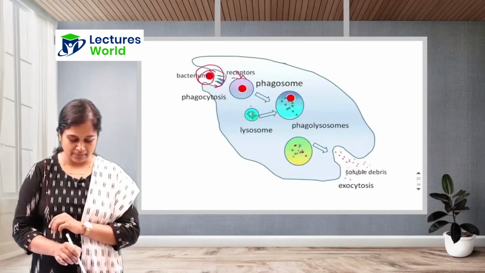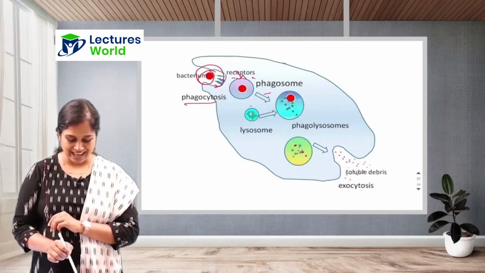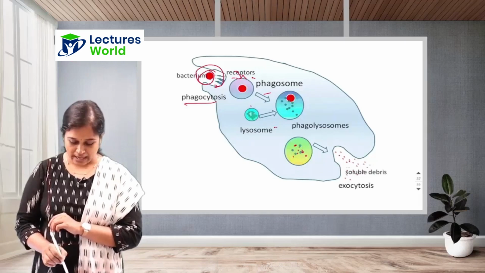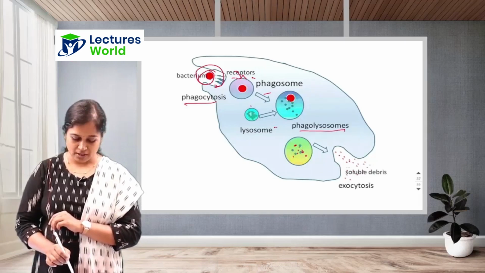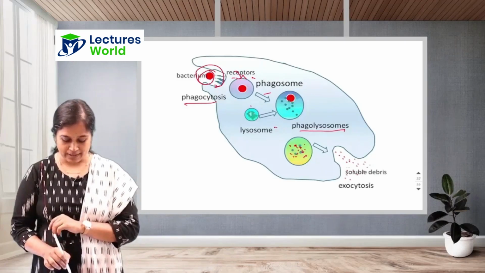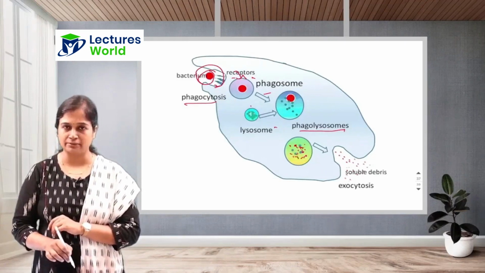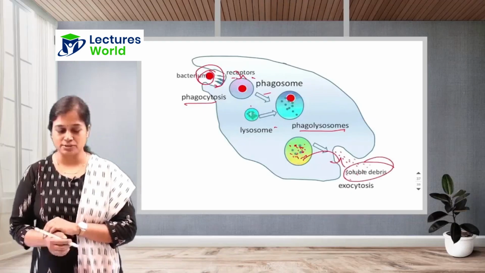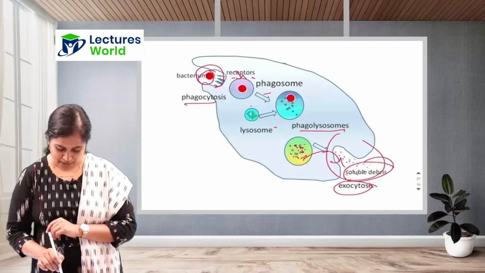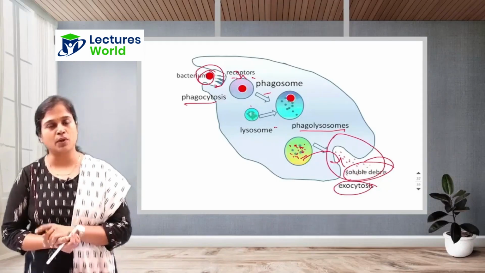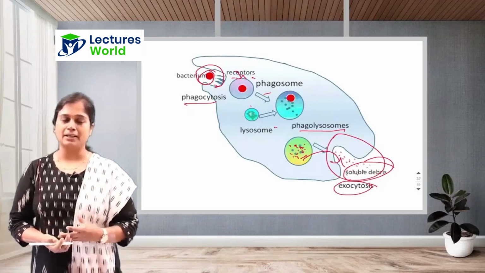Then what will happen? This is by phagocytosis, and then the phagosomes and the lysosomes will get merged, and it will digest, forming phagolysosomes. So this bacteria will get digested by the lysosomes, and the waste products or waste molecules are excreted through exocytosis. So this is an example of exocytosis. So that is bulk transport. Bulk transport has two types, endocytosis and exocytosis.